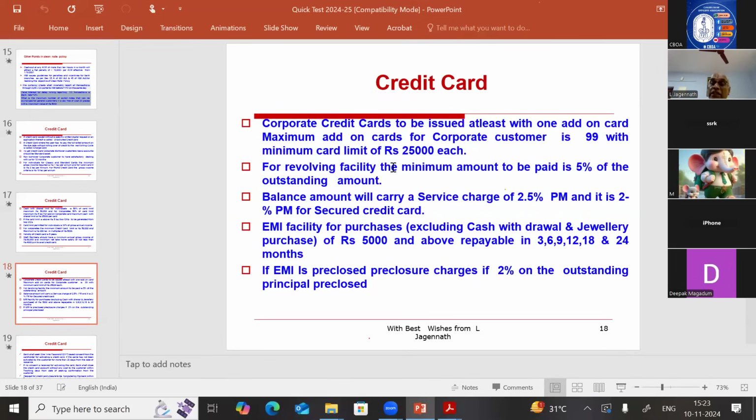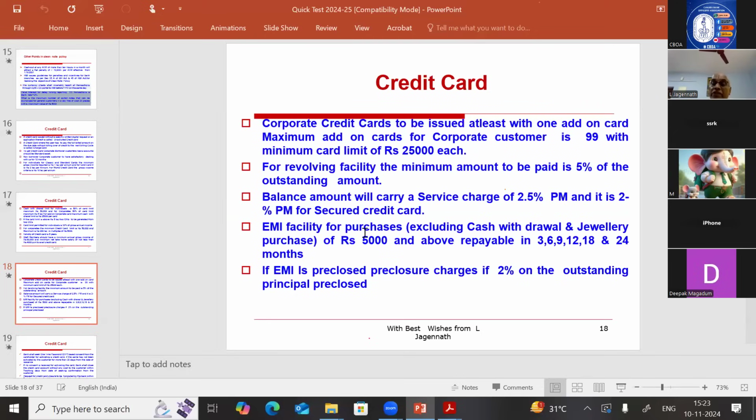For revolving facility, the minimum amount to be paid is 5% of the outstanding amount. Every month you want a revolving facility, the minimum amount to be paid is 5% of the outstanding amount. Balance amount will carry a service charge of 2.50% per month and it is 2% per month for the balance for the secured credit card.